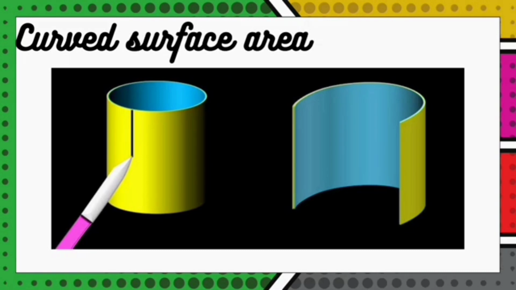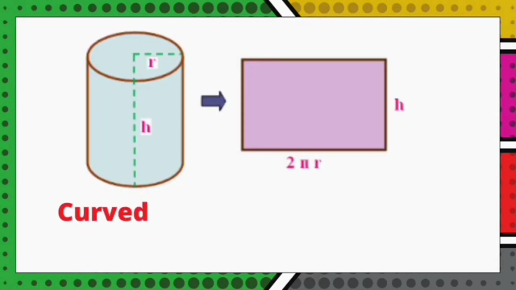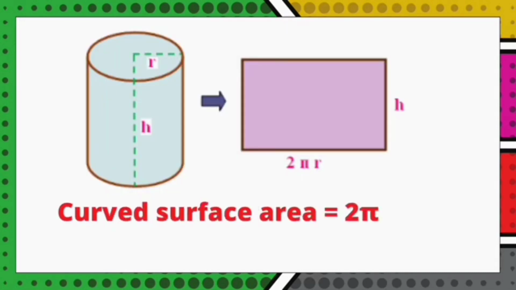When you split open the curved surface area of a cylinder and spread it out, it forms a rectangle. The area of the rectangle, which is length times breadth, becomes the curved surface area of the cylinder. The curved surface area of a cylinder is 2 pi radius height.